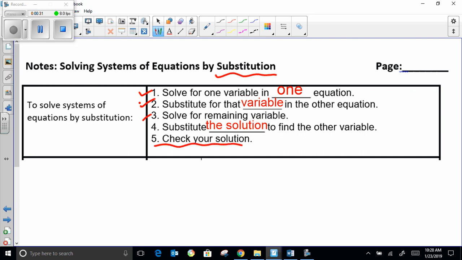Always, always, always check your solution. Don't forget to rewrite your answer as an ordered pair, x and y, or you're going to write no solution or infinite solutions.